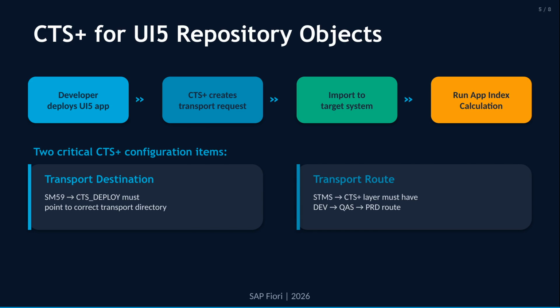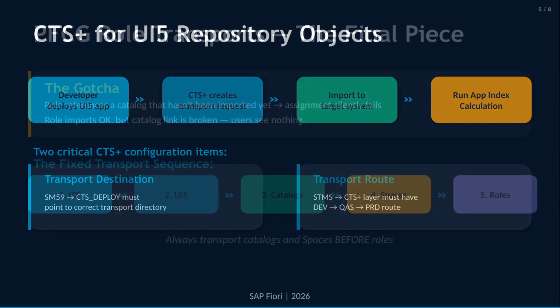Two critical settings. First, make sure the CTS Plus destination in your development system points to the correct transport directory. Second, configure the transport route in transaction STMS so that UI5 transports follow the same route as your ABAP transports. A mismatch here causes apps to appear in development but vanish after transport.